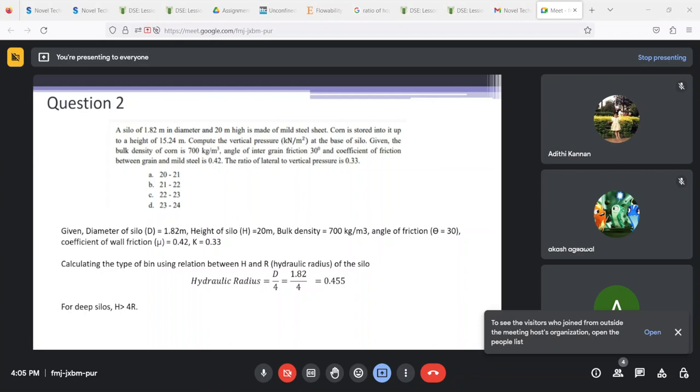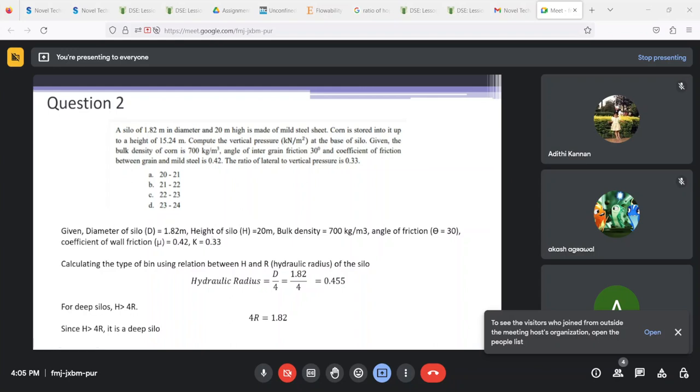So in this case, we calculated the hydraulic radius to be 0.455. So 4 times R is 1.82 meters, which is less than your height. Your height is 20 meters, but your 4 times R is only 1.82 meters. So since height is much greater than 4R, we are dealing here with a deep silo. Based on that, our formula for calculating the vertical pressure will change.